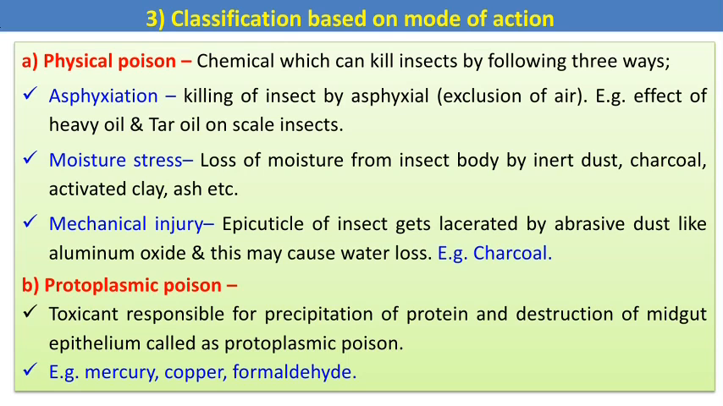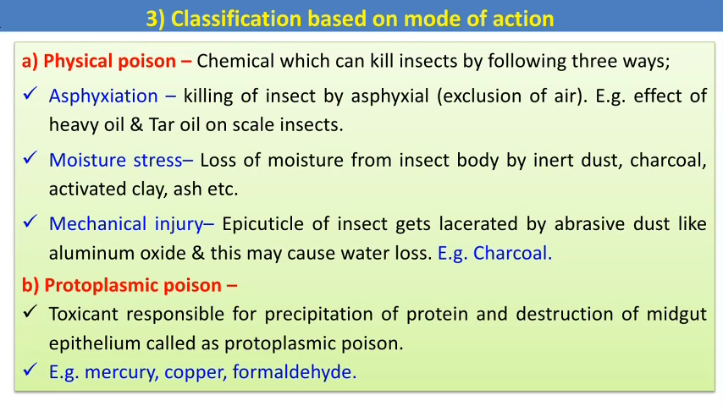Next category is based on the mode of action. It means that when the insecticide enters the insect body, how the insect is killed. In that, the first category is physical poisons. Physical poisons are chemicals which can kill the insect in three ways: asphyxiation, that means exclusion of air, moisture stress, and mechanical injury. Some of the oils and inert dust, charcoal, or clay we can use to kill the insects by physical action.